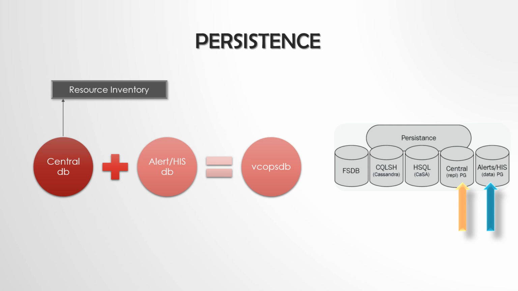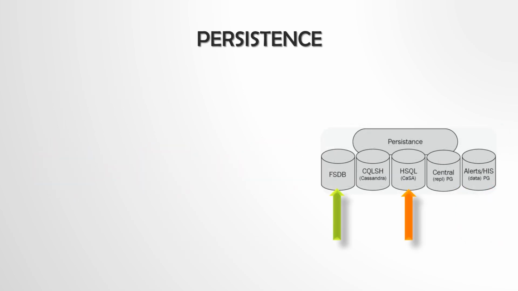Now this database is also known as data DB, present on all the nodes, having database type as PostgreSQL, plus sharding also occurs. Now this DB stores the information about alerts and symptoms history, plus history of resource property data and history of resource relationship. Now let's move on to the next database. Next DB is HSQL, which is the HyperSQL DB.